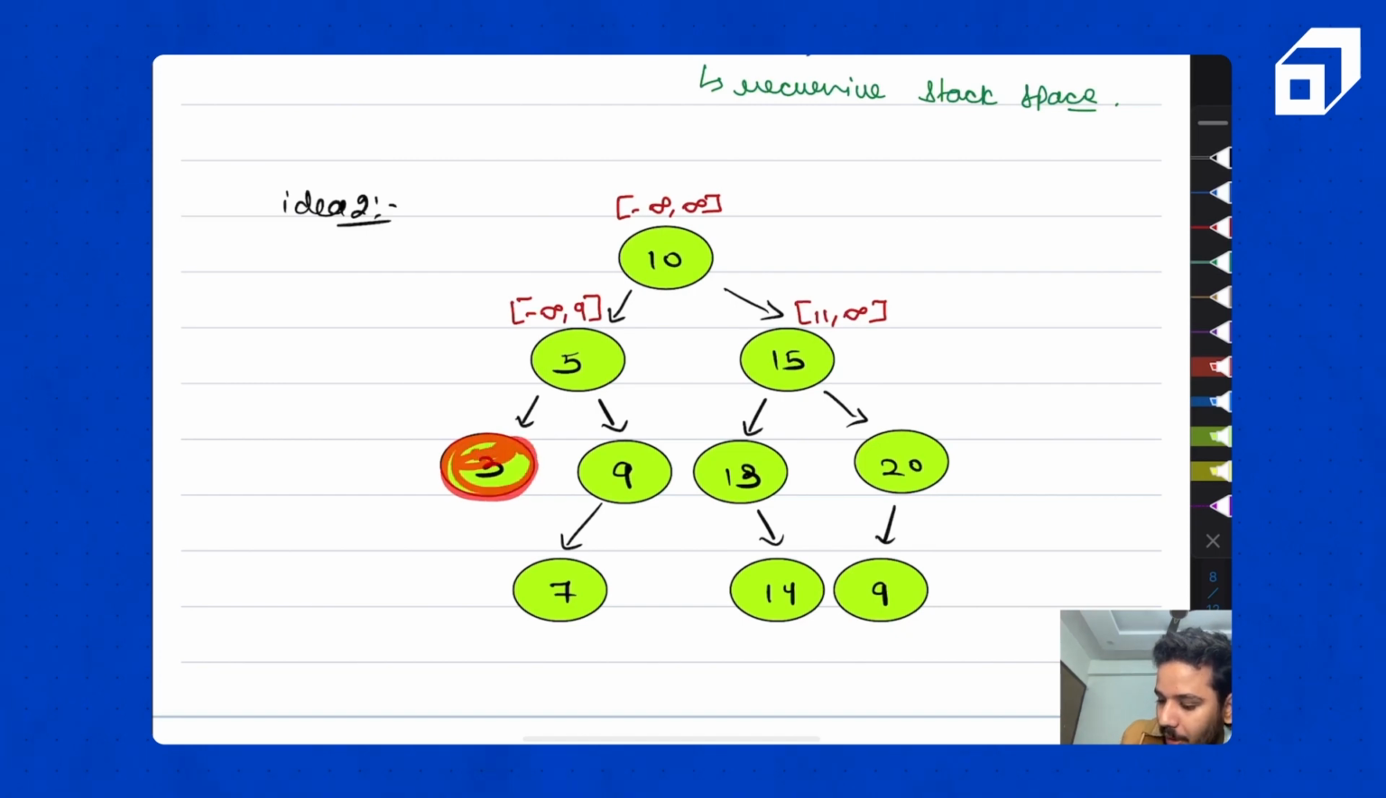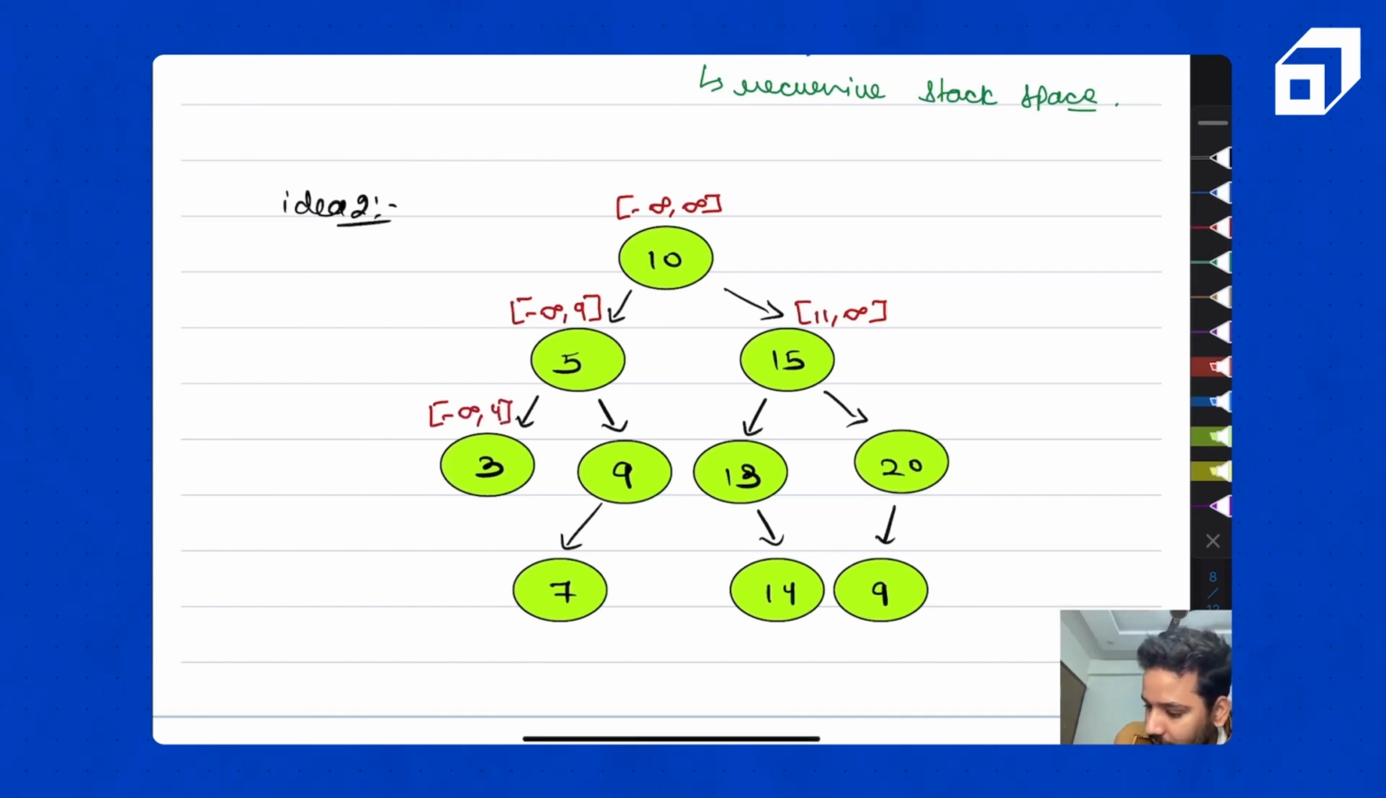Now what can this element be? Let's forget there is a 3 here. What can this element be? So whatever it is, it has to be less than 5, correct? Because in a BST, the left subtree is smaller than the root value. So 100% this is going to be minimum. It can be anything, but it can be at max up to 4.